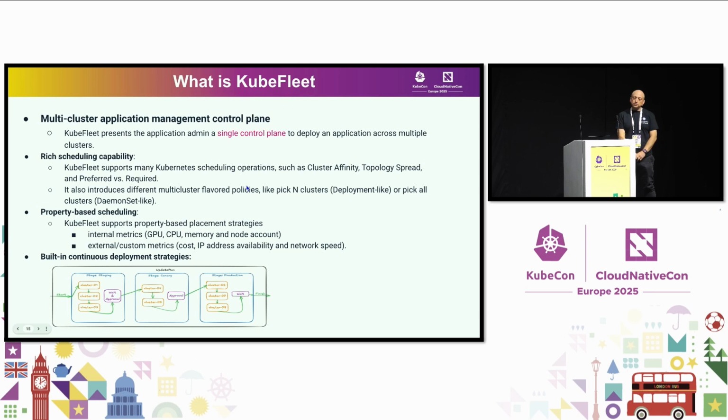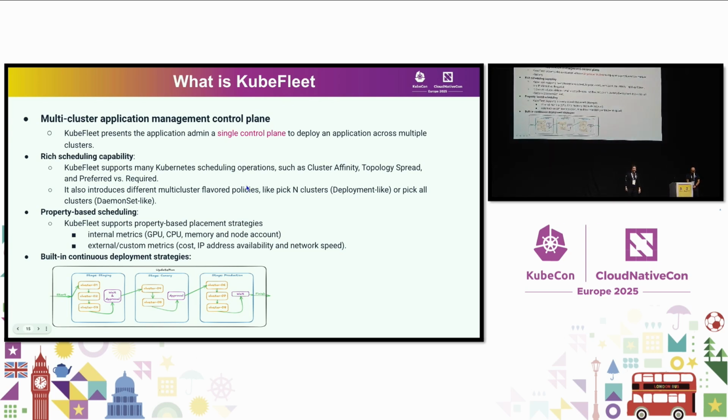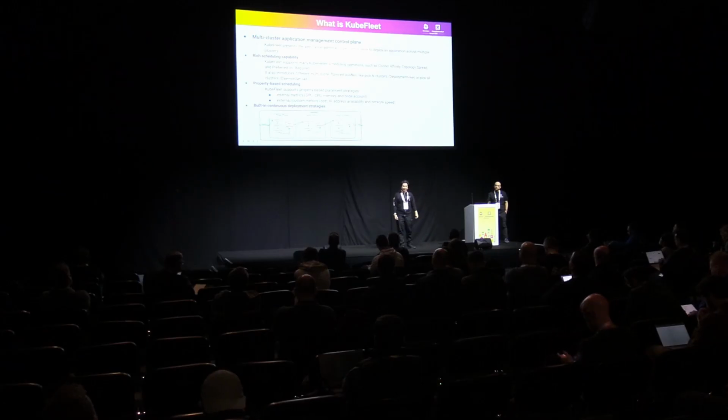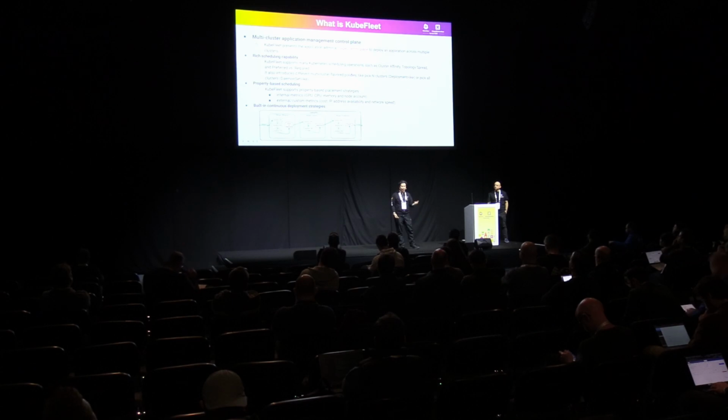Based on that, we provide a lot of scheduling capabilities. Basically, we copied a whole bunch of Kubernetes concepts: affinities, topology spread, preferred during scheduling, required during scheduling, all things like that. We also introduced some different flavors of placement policies, just as the demo did. You can pick how many clusters you want, or pick all of them, like a daemon set. And we also added property-based scheduling. That is why we tied into the About API, the ClusterProfile API. When you have the properties, one of the main reasons is for the admin to see where you put it. So we have property-based scheduling.